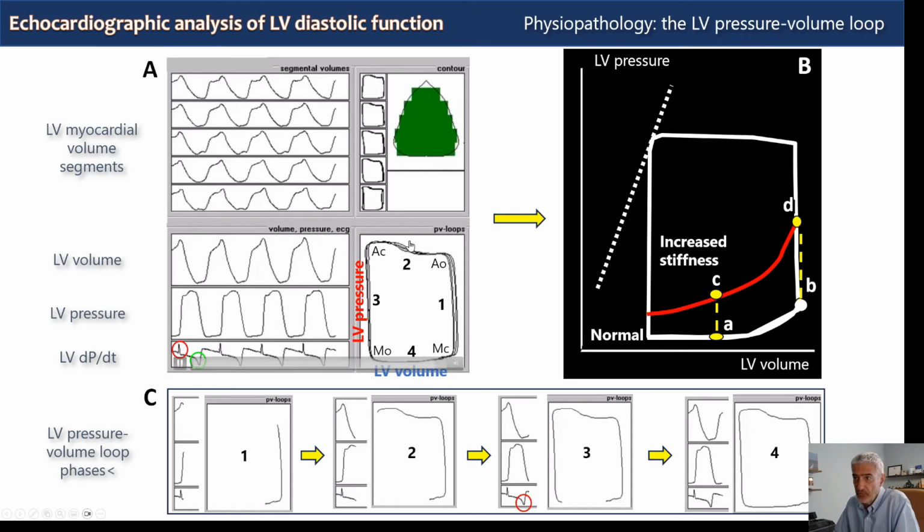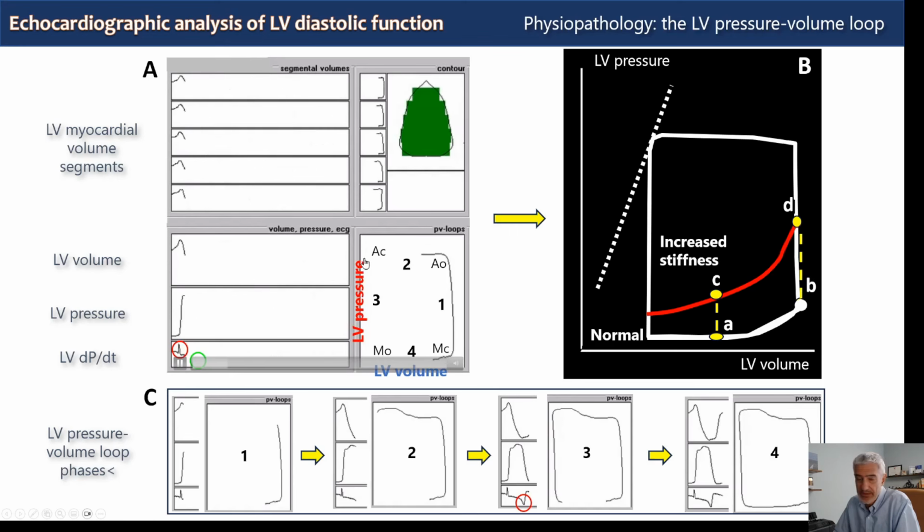The pressure volume loop has 4 phases: 1, 2, 3, and 4.